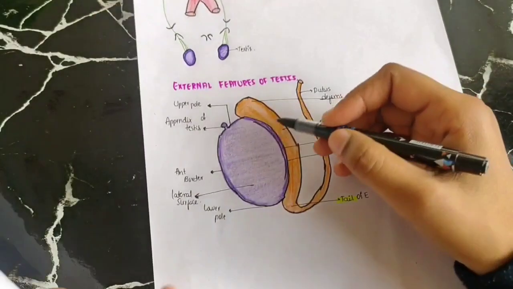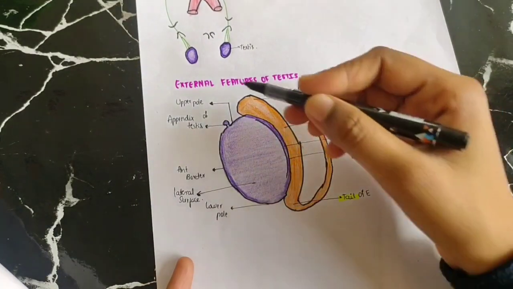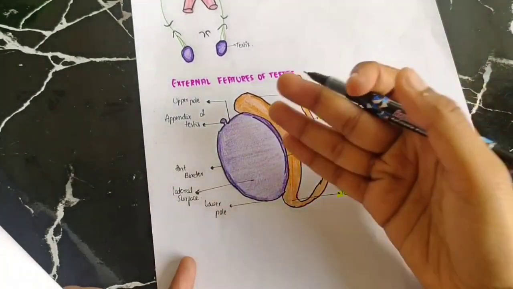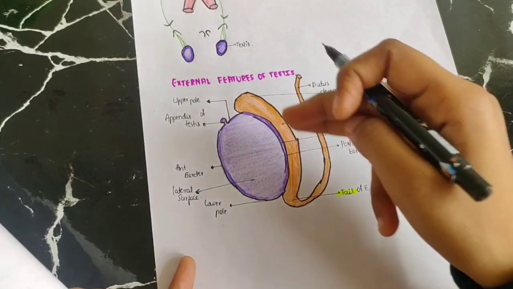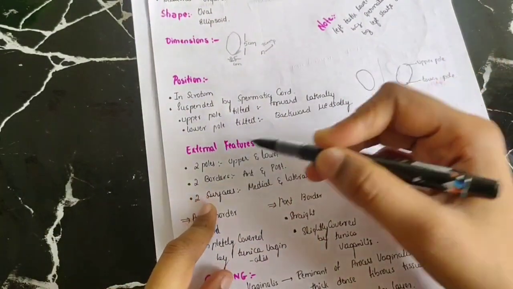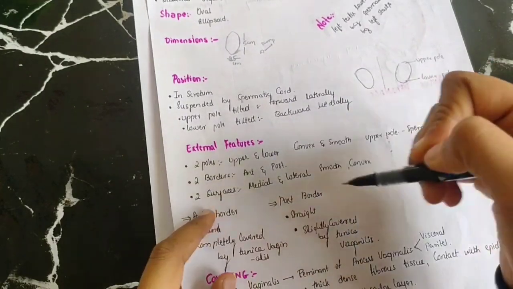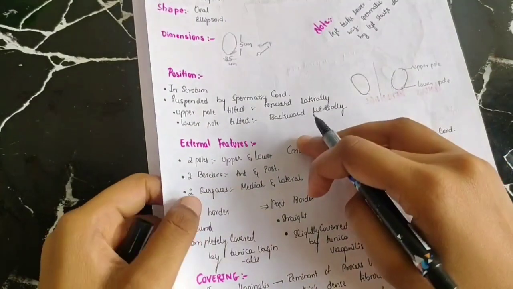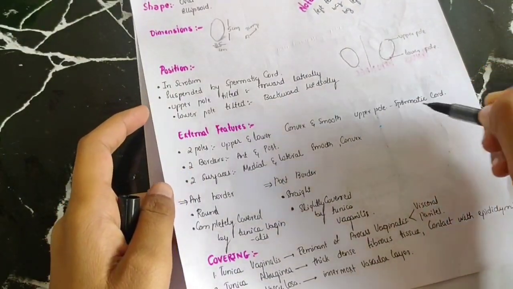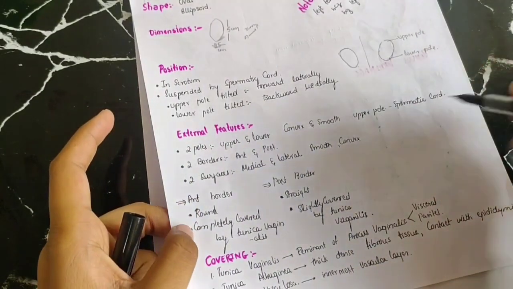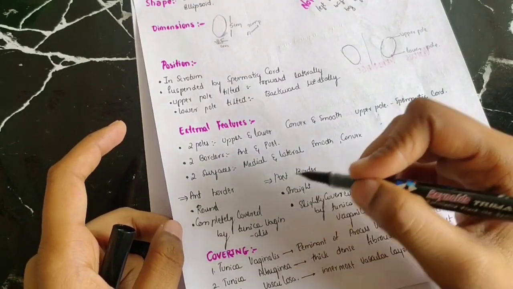You can see in this image it has two poles, upper pole and lower pole, two borders, anterior border and posterior border. It has two surfaces, lateral surface and medial surface; the medial surface is not visible because the epididymis is attached there. The medial and lateral surfaces are smooth and convex, and the two poles are also convex and smooth. The upper pole, where the spermatic cord is attached, is known as the upper pole, and the anterior border is round.